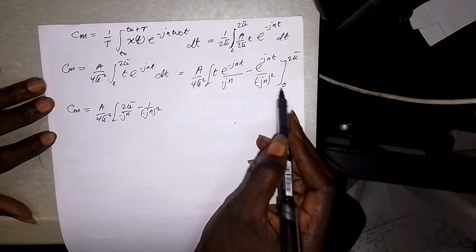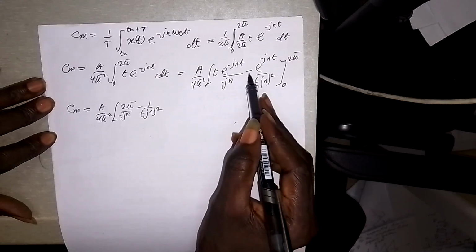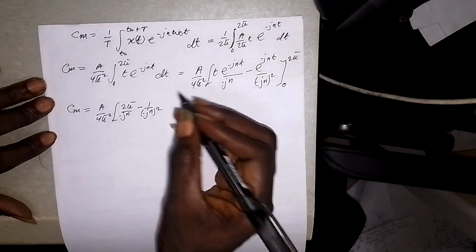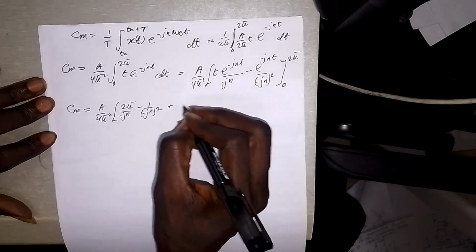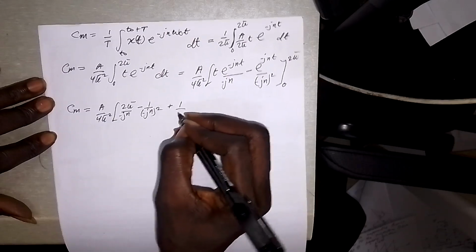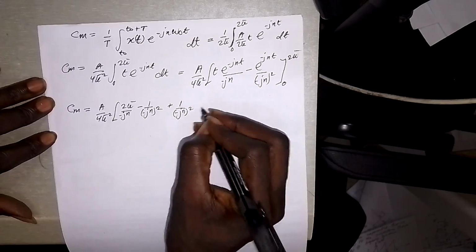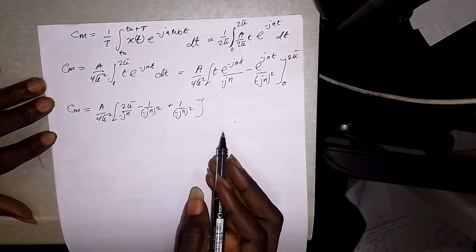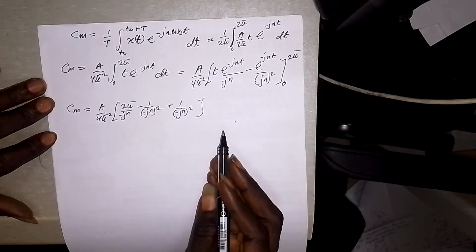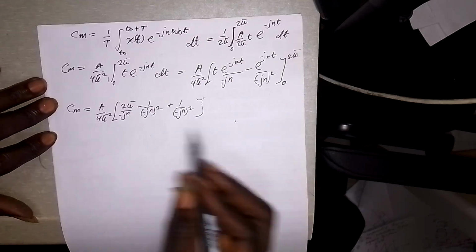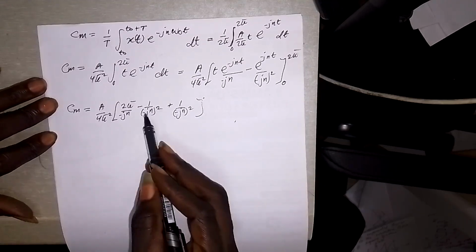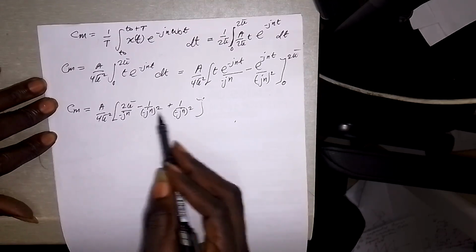But the 0 is because it's a lower limit, it has a negative. And there's also another negative here, so it will become plus. So it will become plus 1 over minus jn all squared. Now you can close your bracket. So now this is what we get. But now what you can see is that these terms are the same. They are equal, so they can cancel each other.